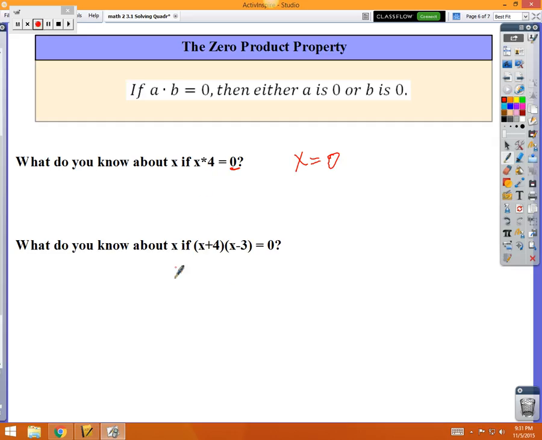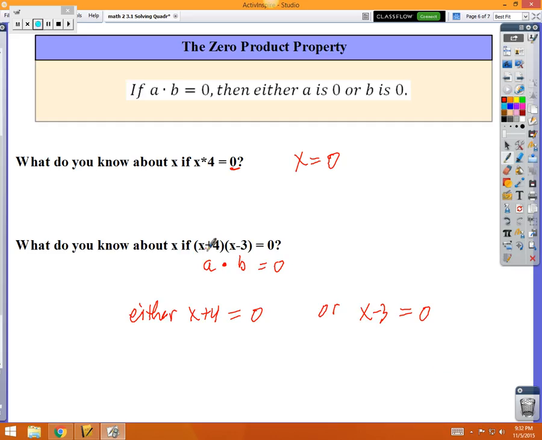So now this one's a little more complex. What do you know about x if x plus 4 times x minus 3 is 0? Okay, you could say this is the A and this is the B. So you're multiplying them and your answer is 0. That means you must be multiplying by a 0. So either A, which is x plus 4, equals 0, or the B, which is x minus 3, is the 0.